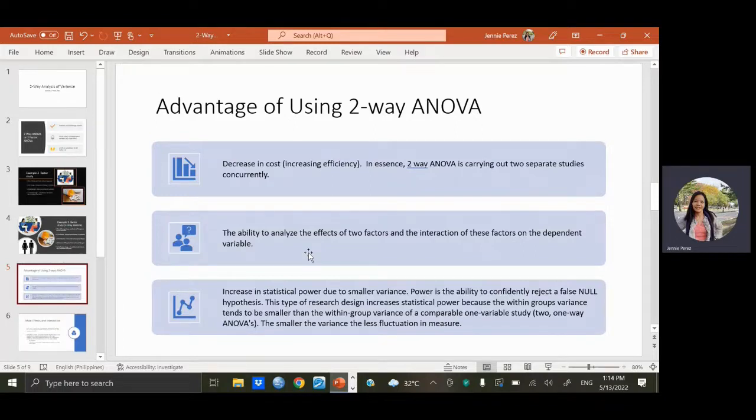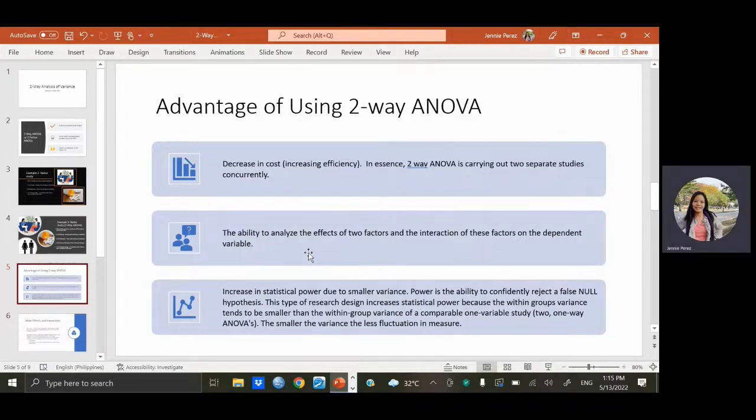Now, the third advantage of using two-way ANOVA is that it increases statistical power due to smaller variance. Power, as you may recall, is the ability to confidently reject a false null hypothesis. This type of research design increases statistical power because the within group variance tends to be smaller than the within group variance of a comparable one variable study. So it should be two one-way ANOVAs. The smaller the variance, the less fluctuation in measure.